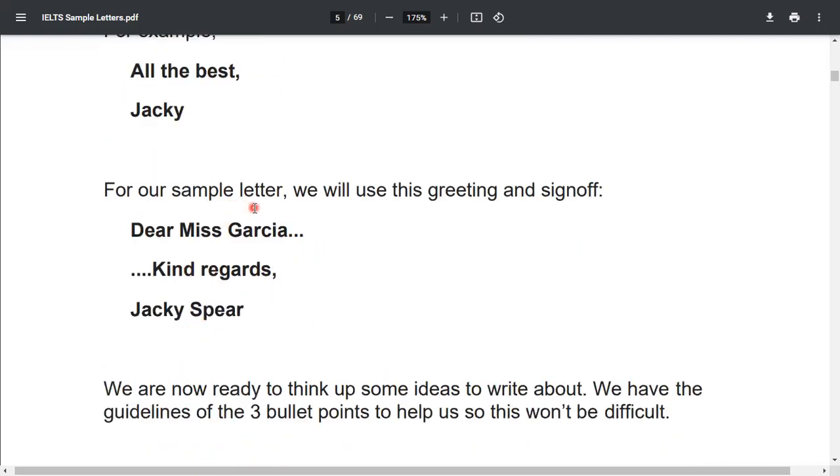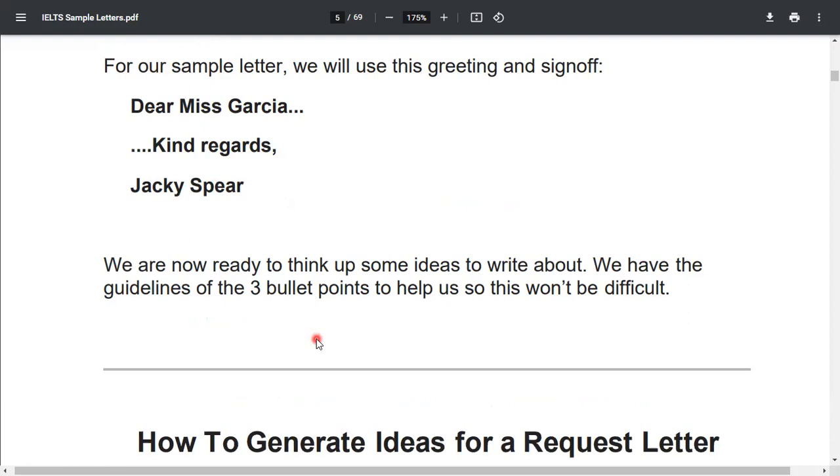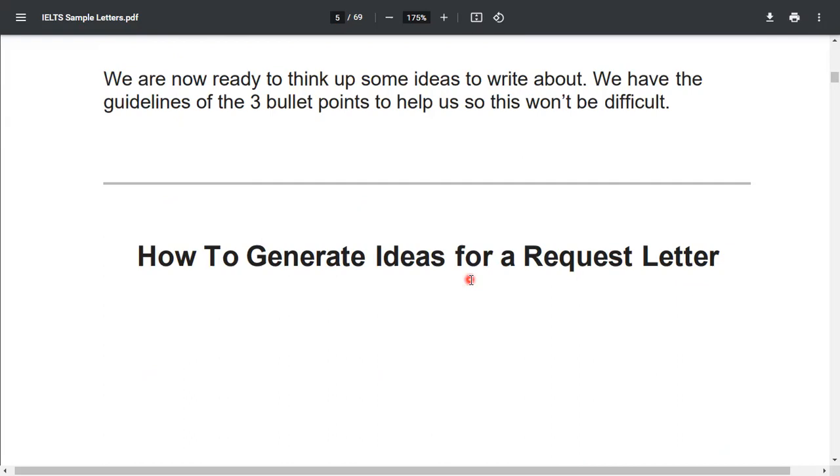Anyway, for our sample letter, we will use this greeting and sign off. So I'm going to start the letter by dear Miss Garcia. I'm going to end it by kind regards, and then my full name, definitely, because it's a formal letter. If you are writing to a friend, you don't need to write your full name. You just have to write your first name only. So we are now ready to think up some ideas to write about. We have the guidelines of the 3 bullet points to help us, so this won't be difficult. However, how to generate ideas for the request letter.